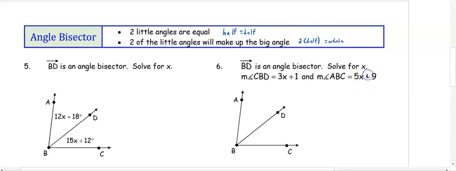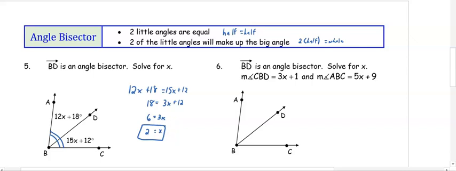So in number 5, we have that BD is an angle bisector, so it's going to split this angle into two congruent parts. We have half of and another half, so they're equal to each other. 12x plus 18 equals 15x plus 12. We can subtract 12x from both sides. 18 equals 3x plus 12. Subtract 12 from both sides. 6 equals 3x. When we divide, x is 2.